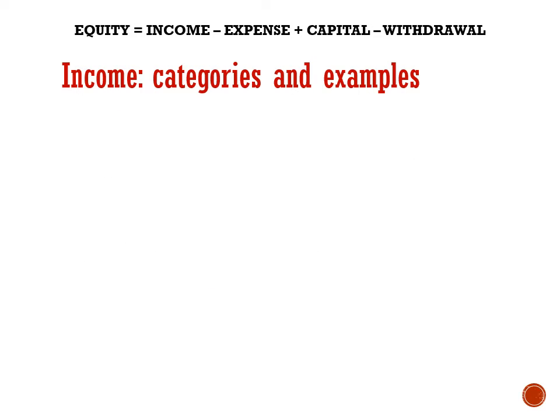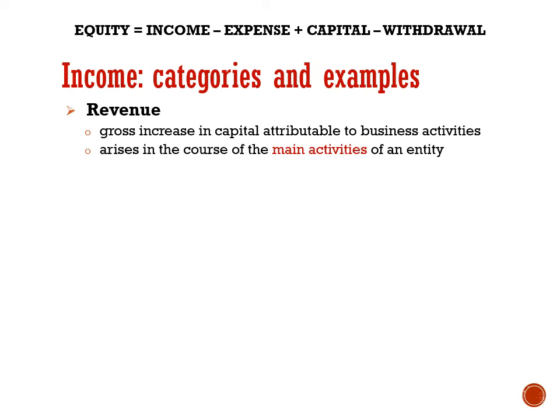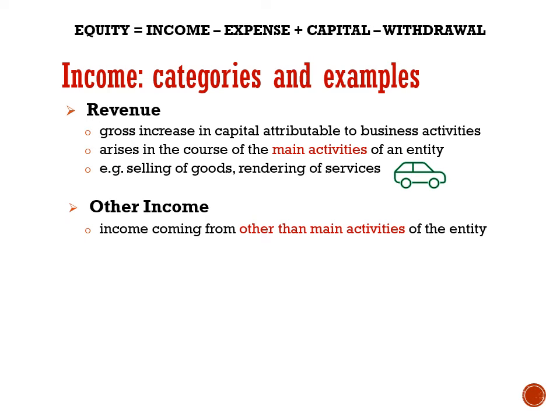Income can be further classified into 3 other classifications. They are revenue, other income, and gains. Revenue is an increase in assets because of our main activities. For example, if an entity is in a business of selling cars, when it sells cars, it will record a revenue. Other income is an increase in assets because of economic activities that are not coming from the main activities.